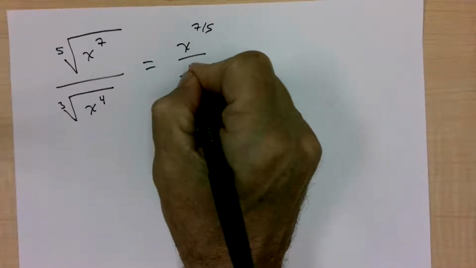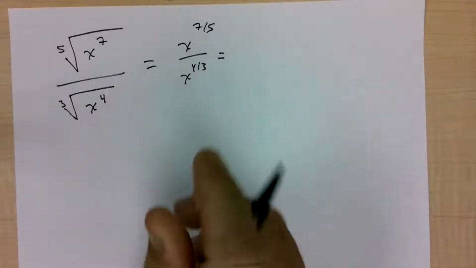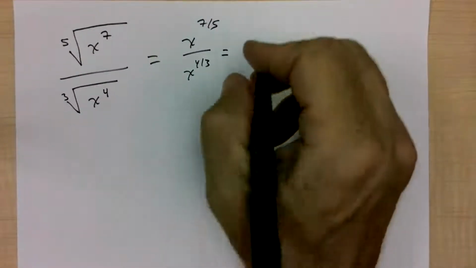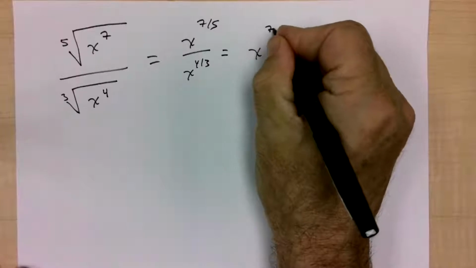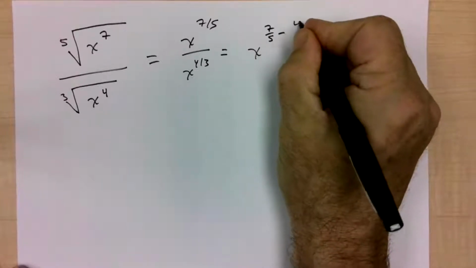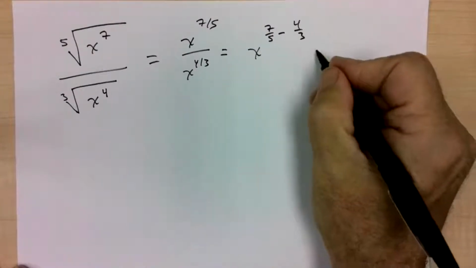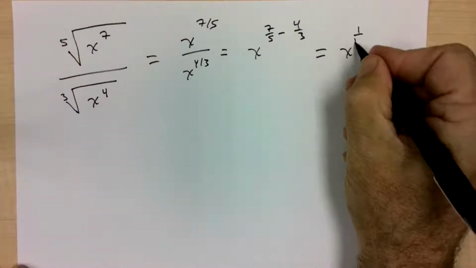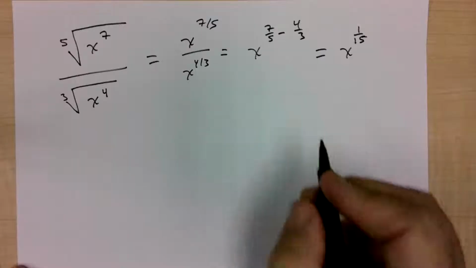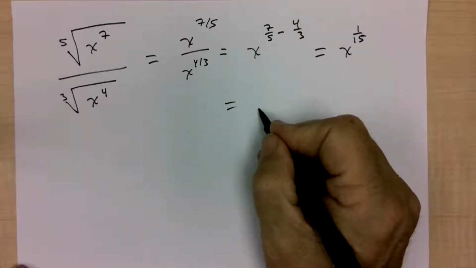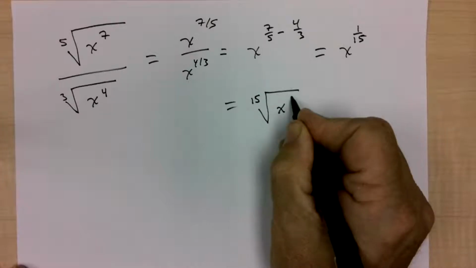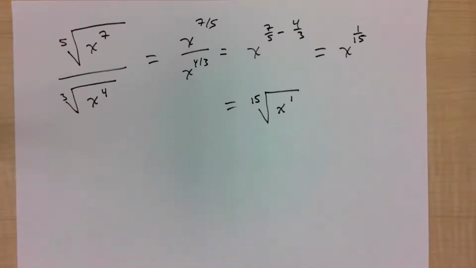divided by x to the 4/3, which would be x to the 7/5 minus 4/3. If you have the same base, you can subtract the exponents. X to the 7/5 minus 4/3. 21 minus 20 is 1, x to the 1/15. And that, of course, just equals the 15th root of x to the 1st. Would be one way for us to simplify that a little bit.